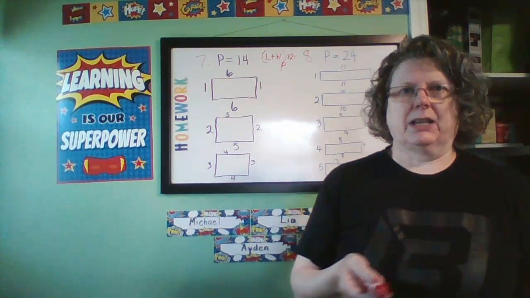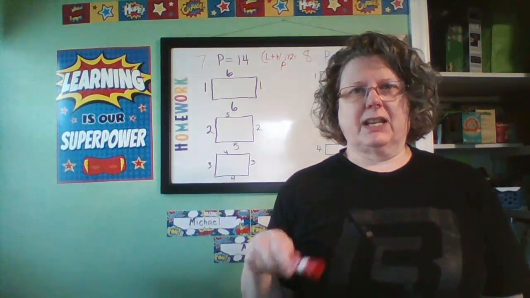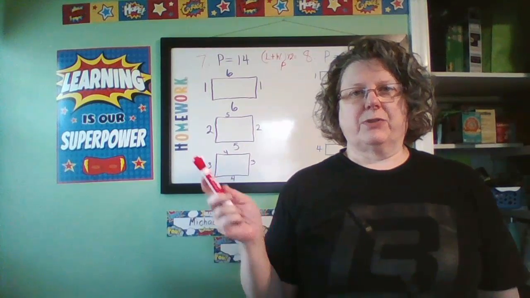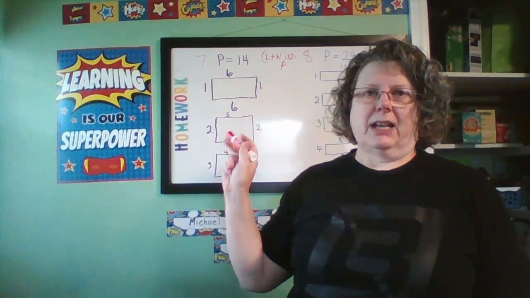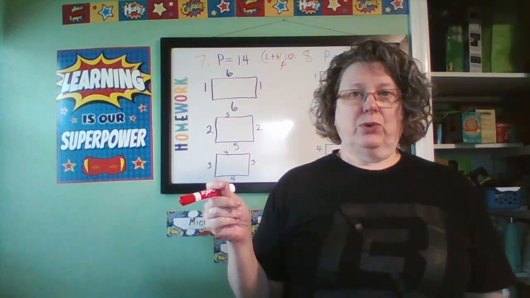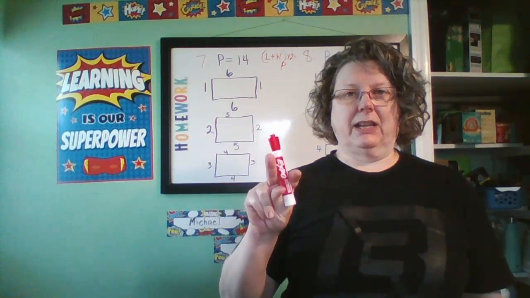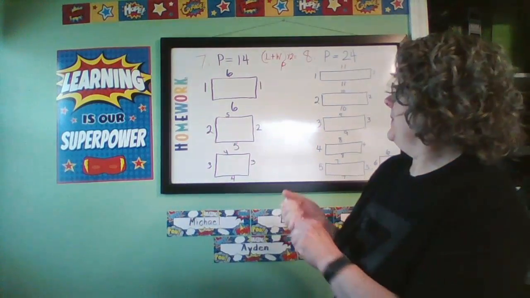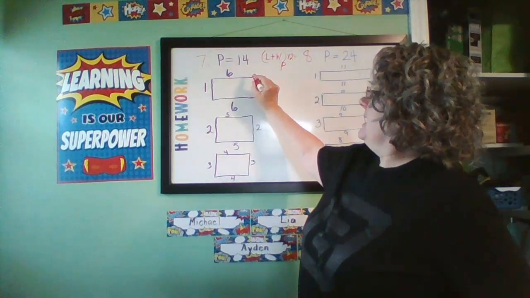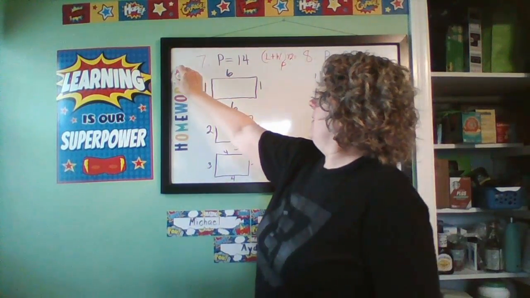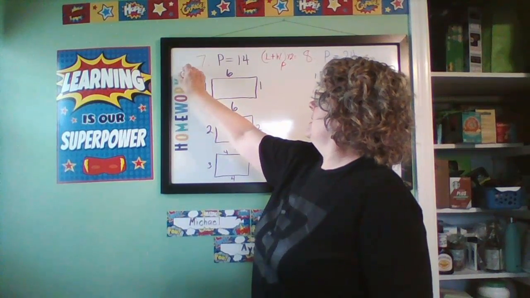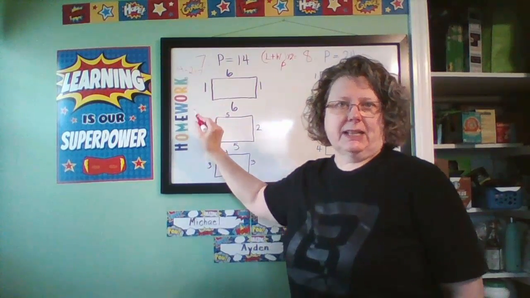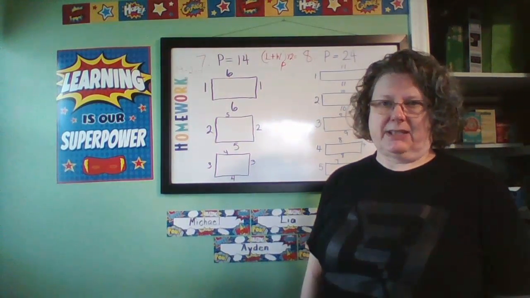Well, here's why. Because in these next ones, they wanted you to find what the sides could be. So if I take the perimeter and I divide it by 2, it'll tell me what the length and the width have to add up to. So for a perimeter of 14, 14 divided by 2 is equal to 7. So my length and my width would have to add up to 7.